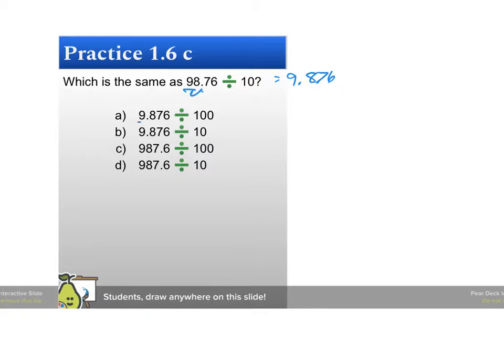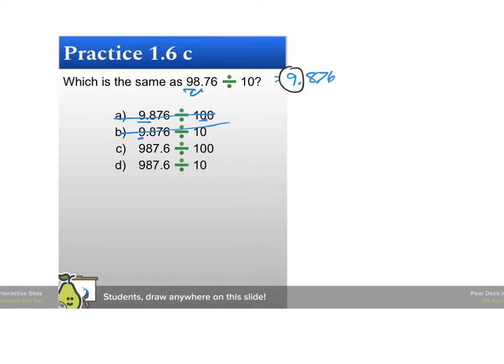This starts off at 9, and I'm dividing it by 100. That's going to be too small, so that's not correct. This starts off at 9. Remember, I'm looking for an answer that starts with 9 decimal. B starts off at 9, I'm dividing by 10. B is not going to be correct.